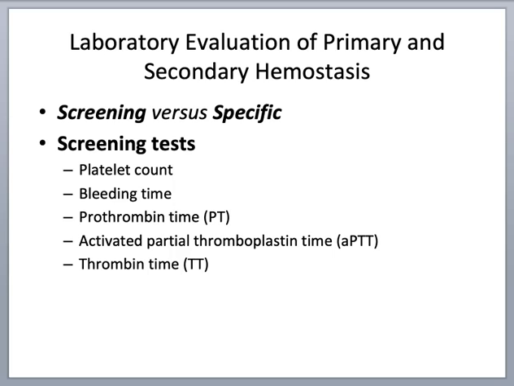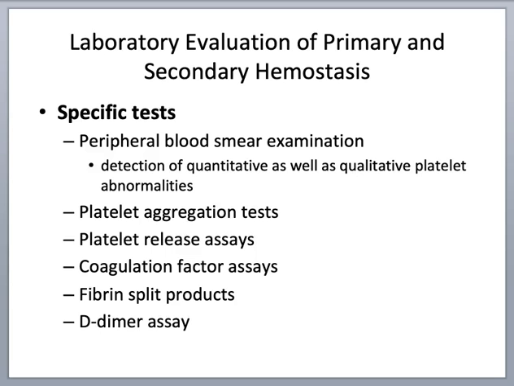The prothrombin time, the activated partial thromboplastin time, and thrombin time are all in vitro assays to assess the coagulation cascade. Now, if one or more of the screening tests are abnormal, there's a variety of different specific tests that can be done to further determine what is the exact underlying disease or abnormality.